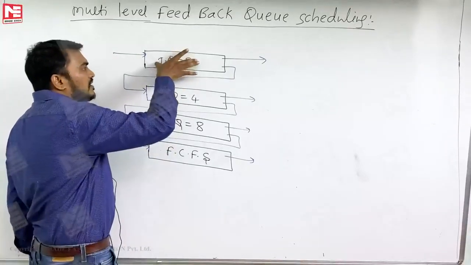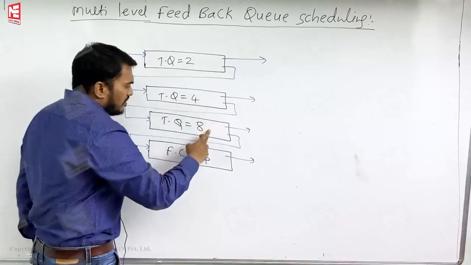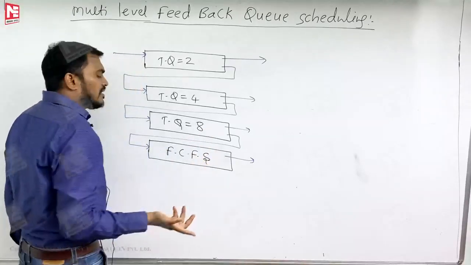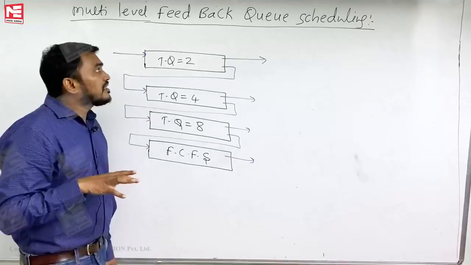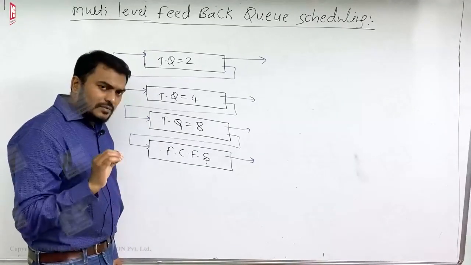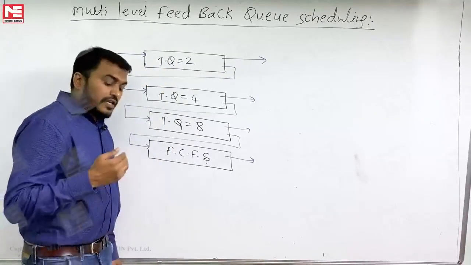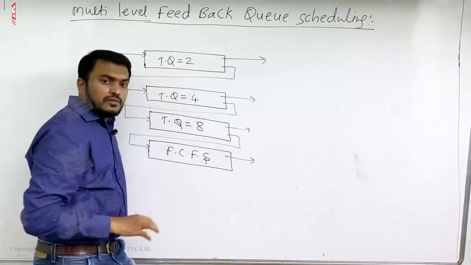In this ready queue, we are using round robin scheduling with time quantum 2. In this, we are using time quantum 4. In this ready queue, round robin with time quantum 8. And in the last one, we are using FCFS, first come, first serve. In the multi-level feedback queue scheduling algorithm, whenever a process is created, all the processes will be placed in the top level ready queue only.